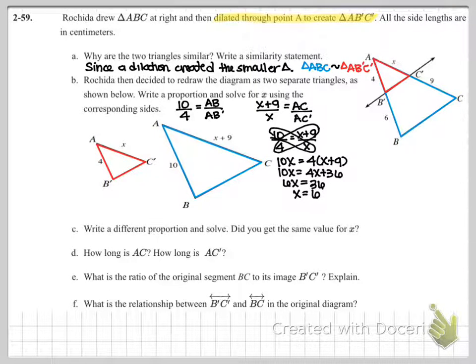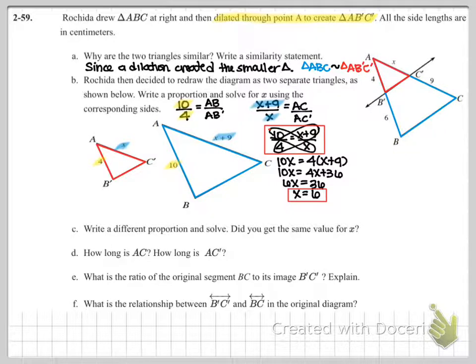Okay, so we set up our proportion. That's going to be x plus 9 over x equals 10 over 4. Then we solved it, and we got x is equal to 6. Write a different proportion and solve. There are a couple of ways that you could do this. What we did first was we identified large and small triangles that looked like they matched up, so the 10 and the 4. Then we matched up the x plus 9 and the x. So that was one way to do it.